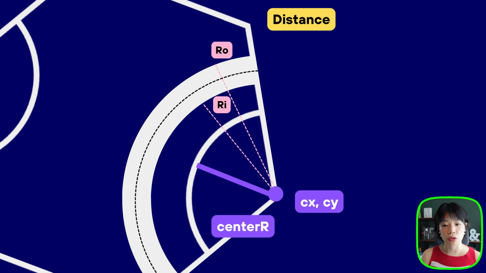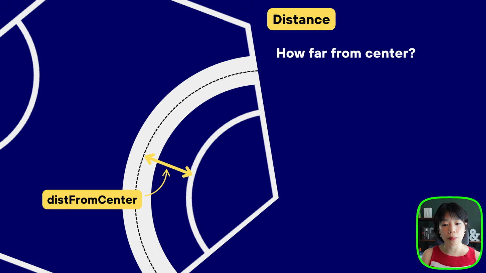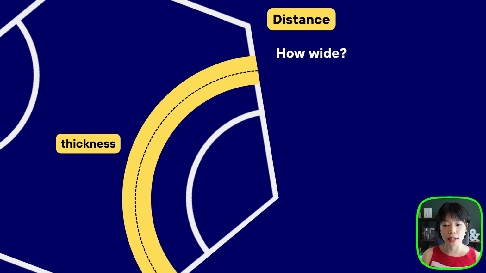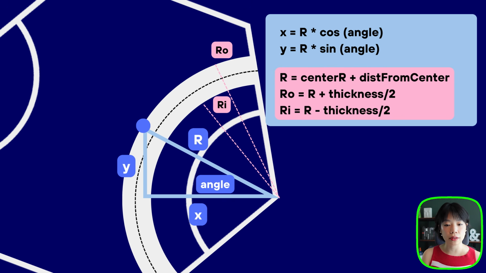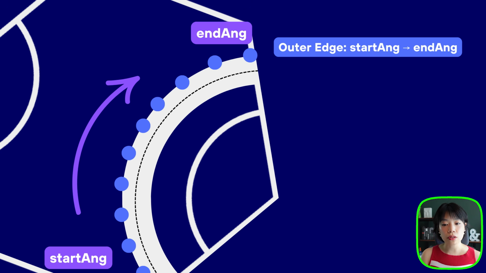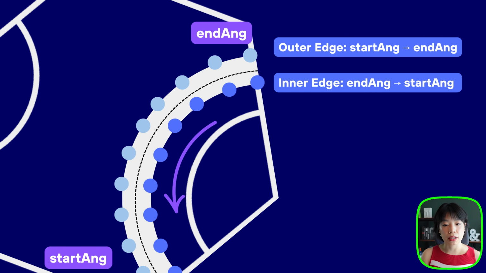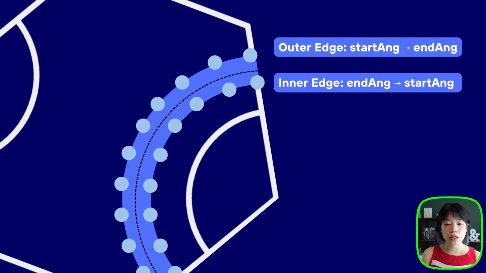To calculate the distance, or the radii, for the outer edge and the inner edge, we need to know how far the pipe sits from the middle arc and also how wide the pipe is. After that, we can figure out the points along the edges using trigonometry. x equals r times cosine of angle, and y equals r times sine of angle. For the outer arc, the angle goes from starting angle to ending angle, while for the inner arc, the angle goes from ending angle to starting angle. And we want it this way because we need to stitch all of these points together to create one closed polygon. And then we do the same for the other arc.